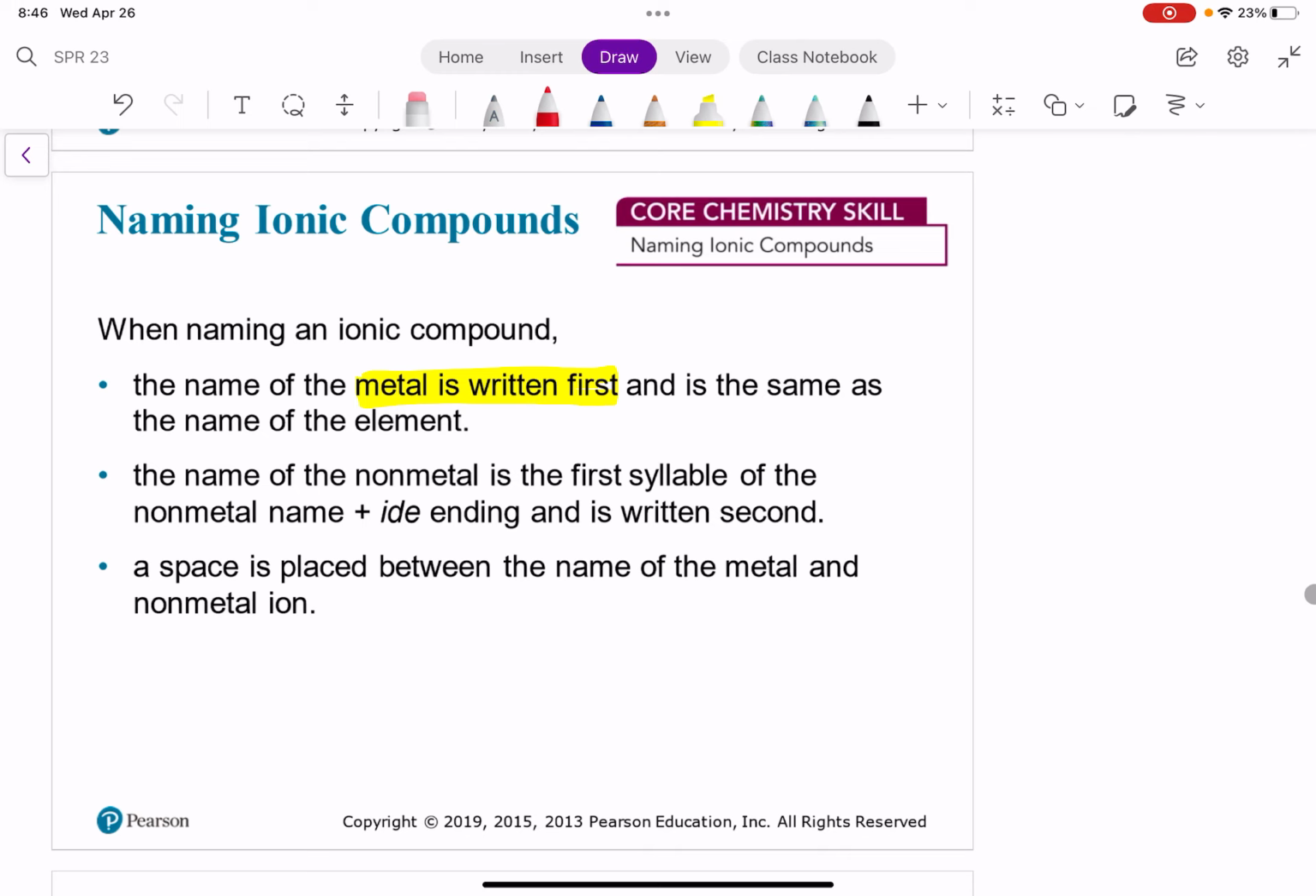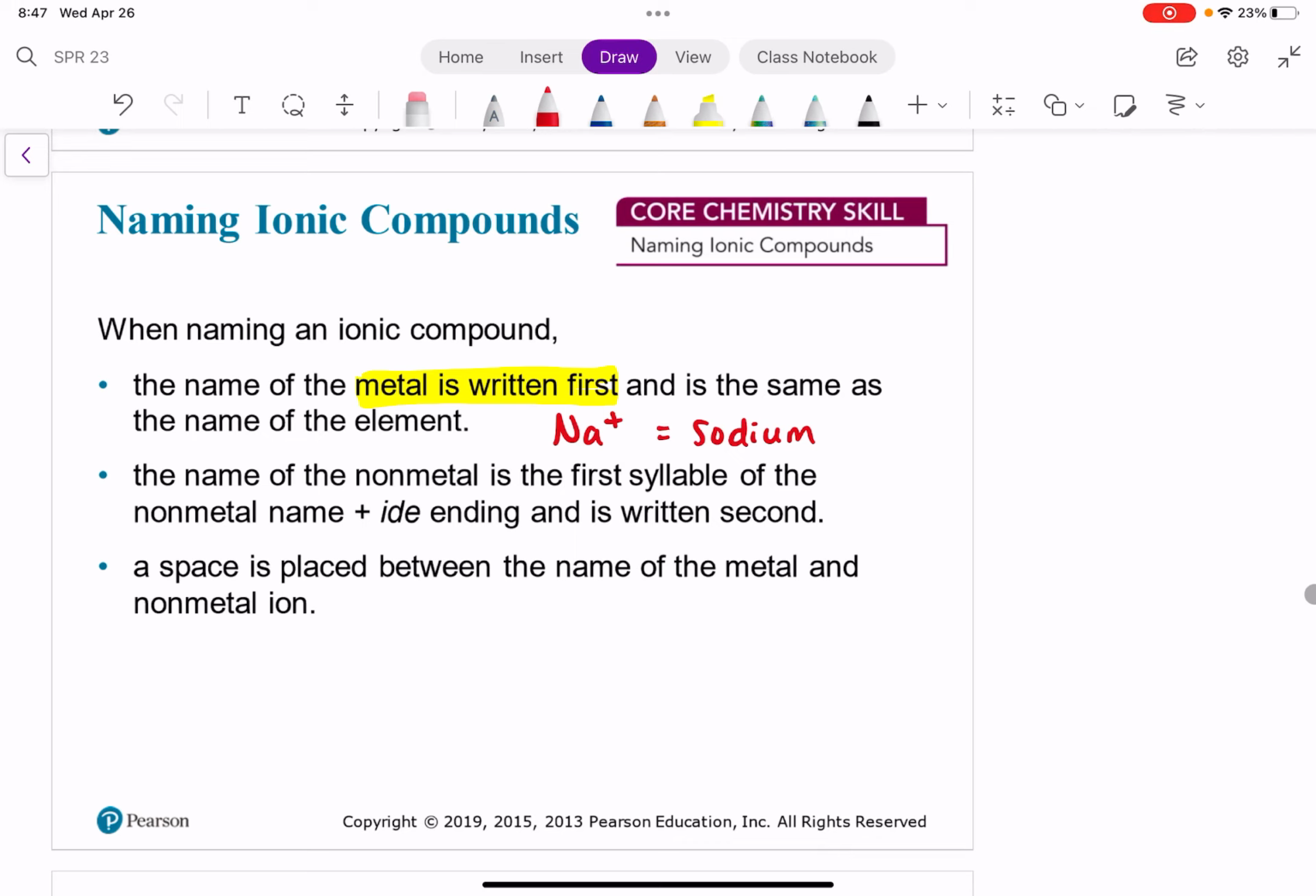And it's the same as the name of the element. So if you have sodium ion reacting with something like chloride, we don't change the name of that ion. It's just sodium. We call sodium ions the same thing as sodium atoms. Sodium chloride. Okay, so metal first, and we just call it the name that you see on the periodic table.